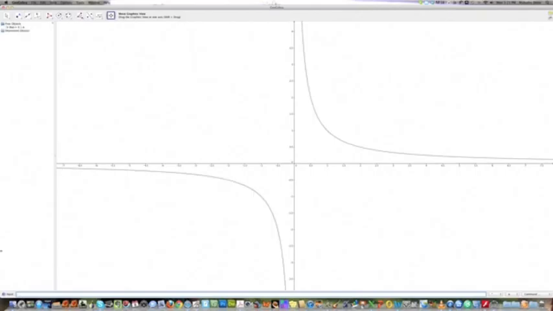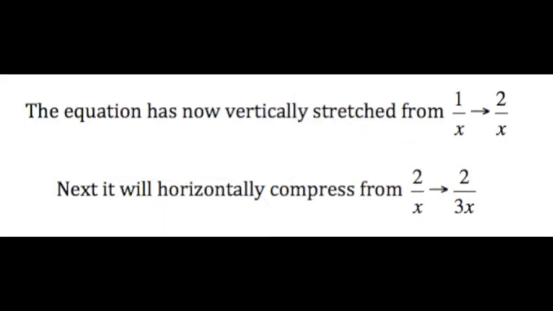Okay, so we'll start off by putting on the screen the reciprocal function, y equals 1 over x. There it is. And then we'll go through the transformations. So a vertical stretch of 2 would be y equals 2 over x. And you can see it's a little bit wider from the origin.